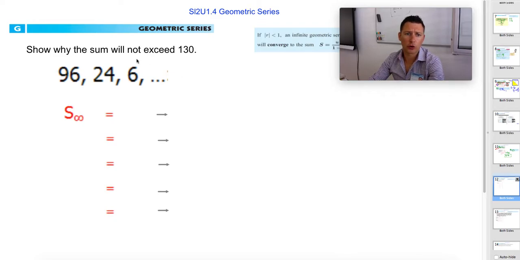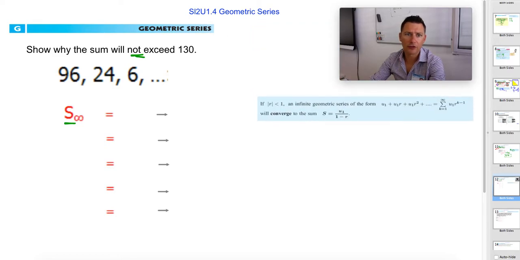It's the same sort of thing. Show why the sum will not exceed 130. This is a common IB question, and you just expect to run through this. Use this piece and show that once you get S, it's going to be less than 130. And so you can fast forward me if you got it, but find the change here. This is the original. This is the U1.